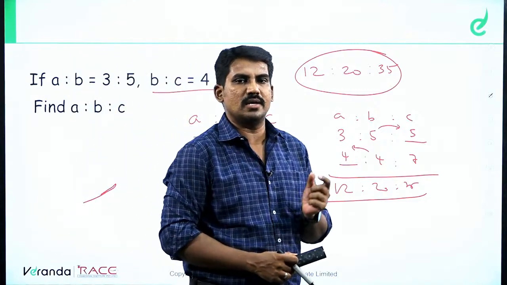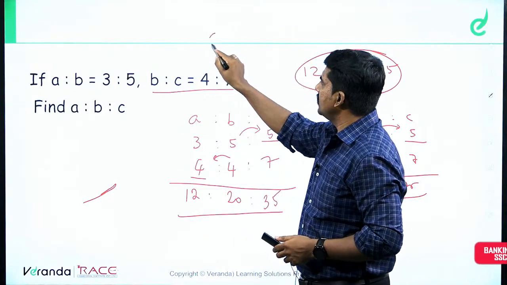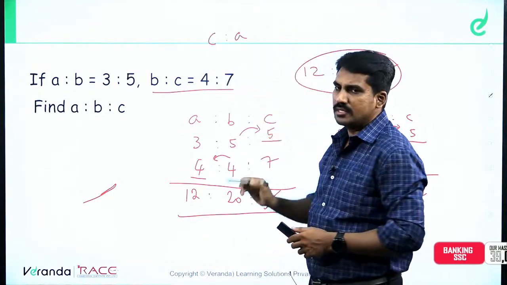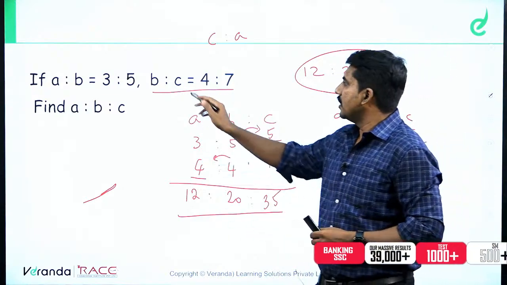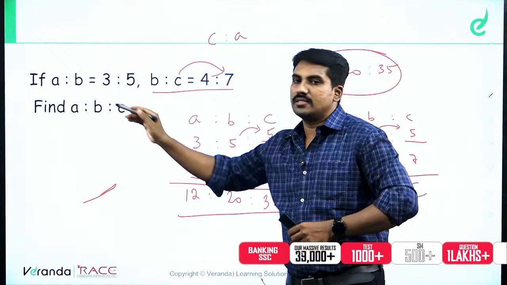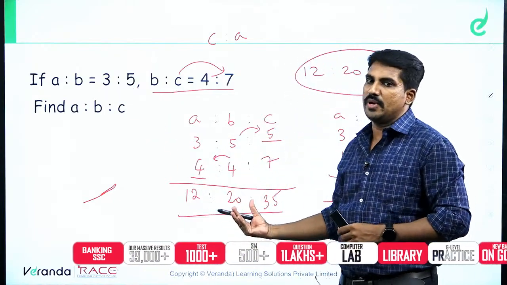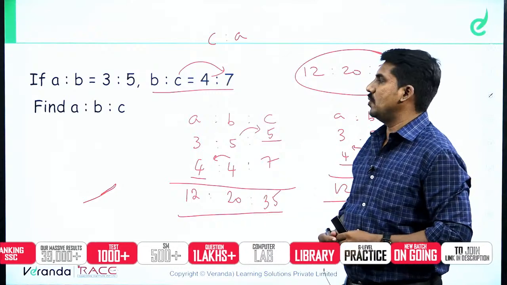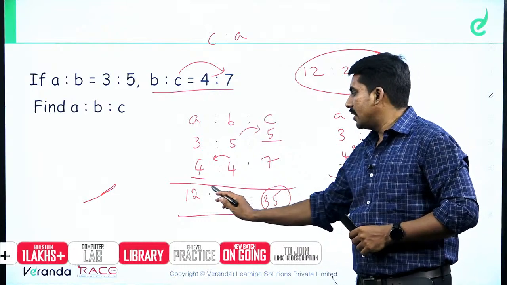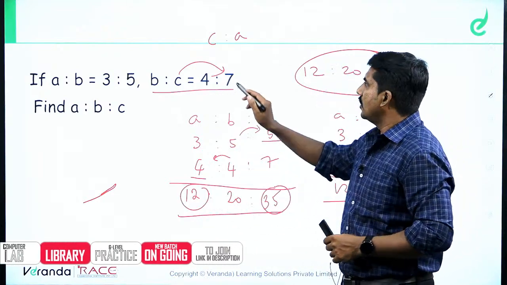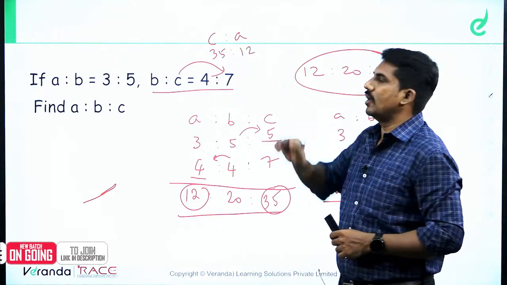Right. Now here some interesting data is there. For example, they may ask what is the ratio of C and A? Like that they may ask. What is the ratio of C is to A means after finding ABC only we have to take C and A. Right? Here C is 7 units, A is 3 units, like that we should not take. We have to take the ABC comparison, the ABC ratio. In this, C how many units? 35. A what is the value? 12.